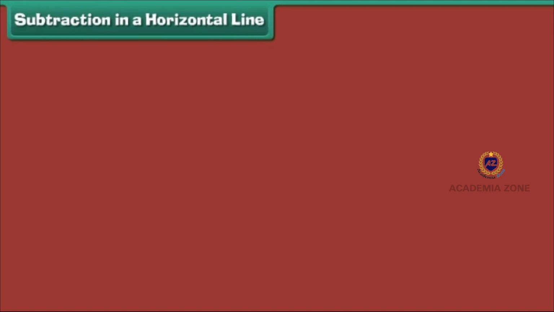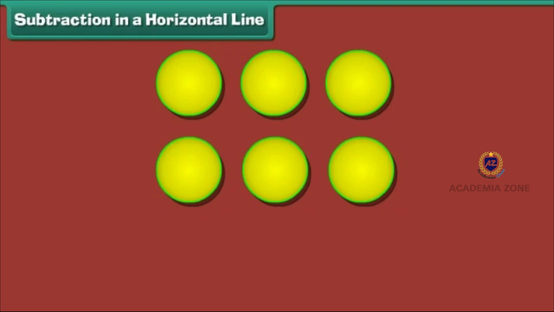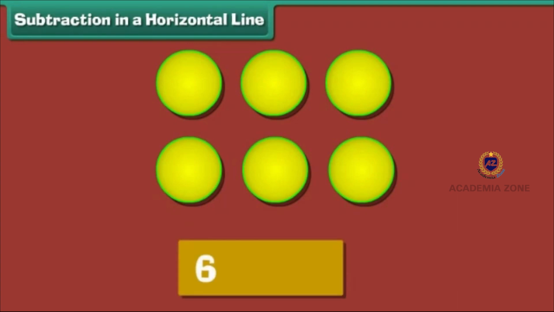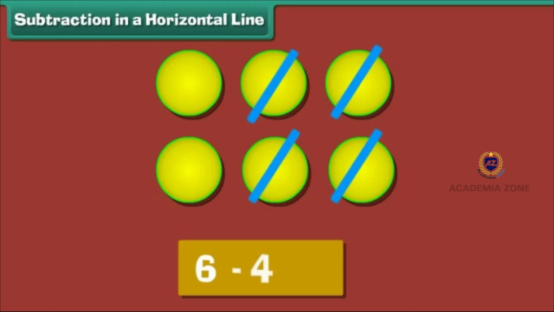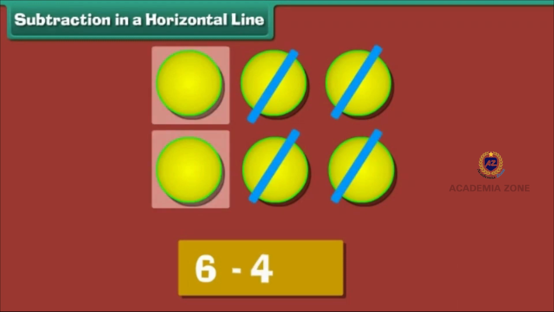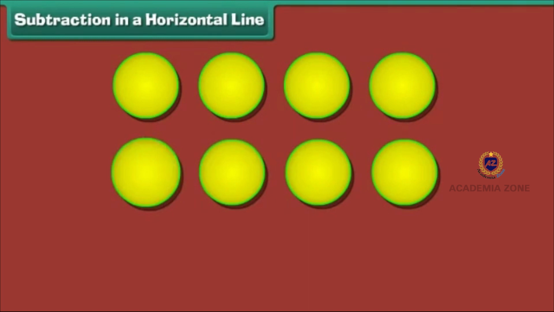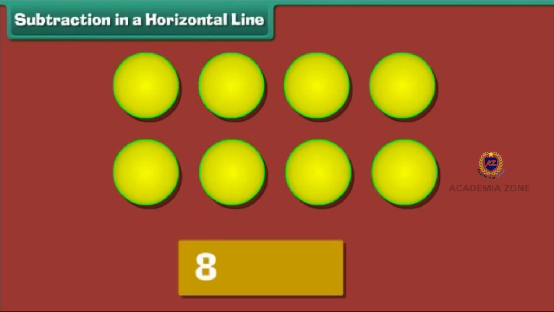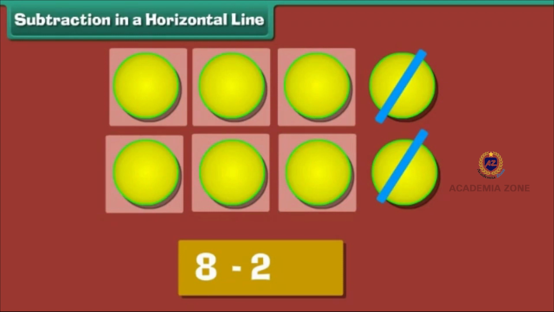Subtraction in a horizontal line. Let us now use dots to subtract numbers horizontally. To subtract 4 from 6, we place 6 dots. Strike off 4 dots. 2 dots remain. Therefore, 2 is the answer. To subtract 2 from 8, we place 8 dots. Strike off 2 dots. 6 dots remain. Therefore, 6 is the answer.